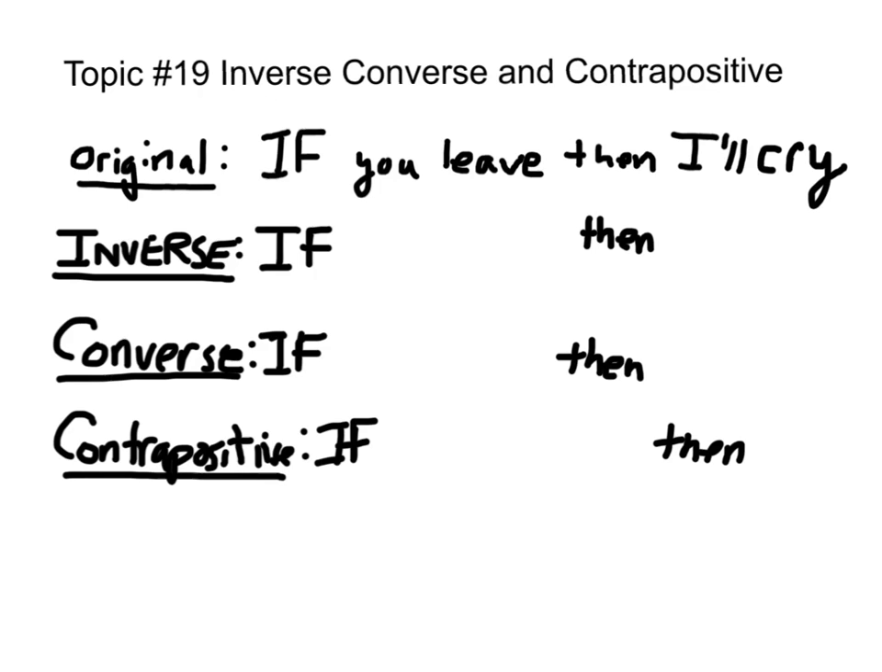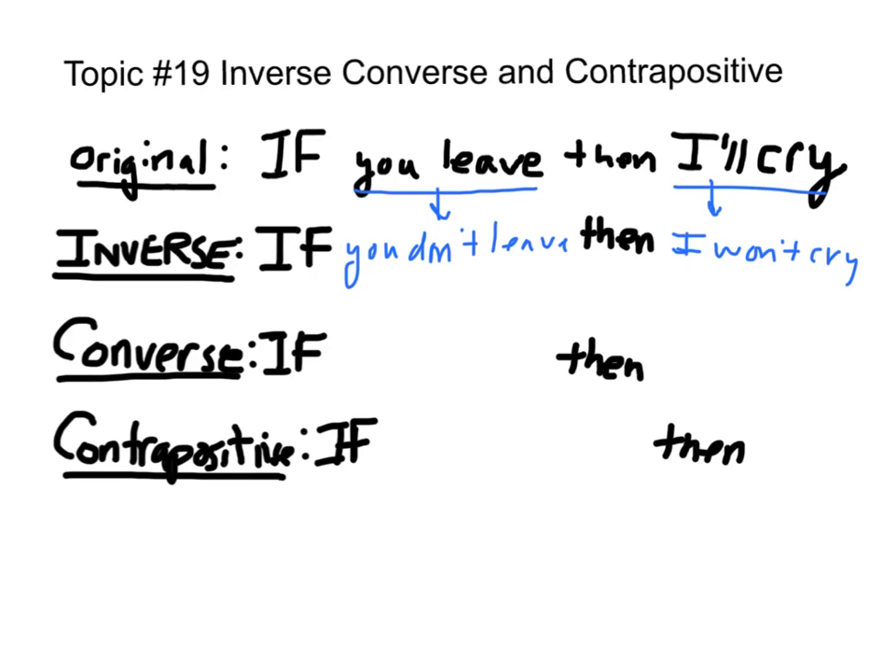Alright, two more topics left. Topic 19, inverse, converse, and contrapositive. Well, if I have the sentence here, if you leave, then I'll cry. And I want the inverse of it. For the inverse of it, I just changed the meaning of both parts of the sentence into if you don't leave, then what? Then I won't cry. So the inverse changes the meaning of both parts of the sentence. The ifs and the thens stay where they are.